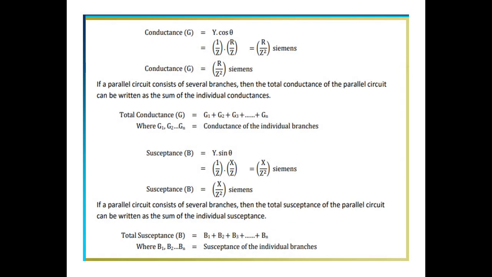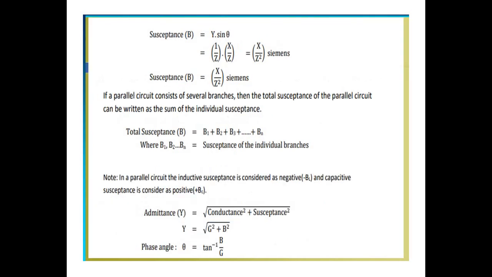Here the conductance G is equal to Y cos theta. Y is equal to 1 by Z, and cos theta is equal to R by Z, so G is equal to R divided by Z squared. That is the conductance. Susceptance B is equal to Y sin theta, which is 1 by Z into X by Z, that means X by Z squared. Then total admittance is equal to the root of conductance squared plus susceptance squared, and theta is equal to tan inverse of susceptance divided by conductance.